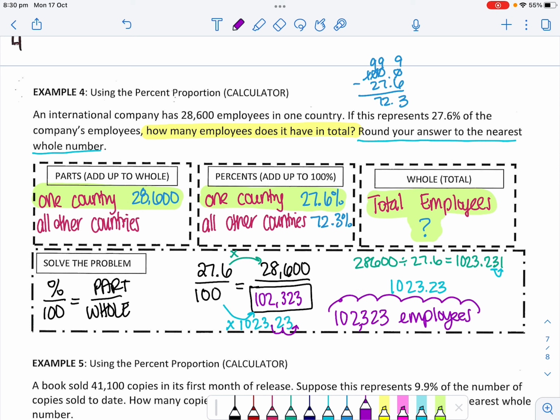So this is going to be 103,623 employees as my answer. So again, with those weird numbers, with those crazy decimals, I have to remember that when it says round to the nearest whole number, that means that I want that number to go to 2 decimal places. So when I multiply by 100, it ends as a nice whole number. Again, this is finding the whole. We're going to do one more example again with these weird, funky decimal percents, and it comes out strange. We're going to do another one here together.